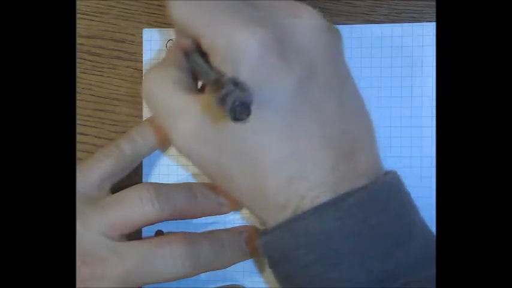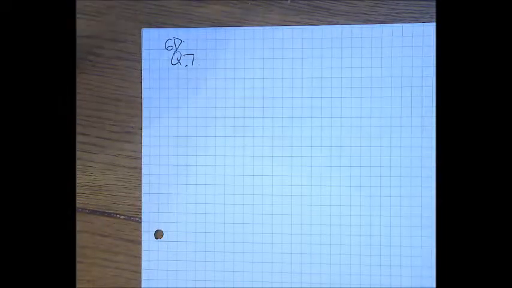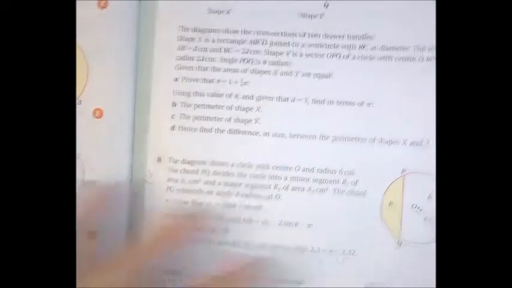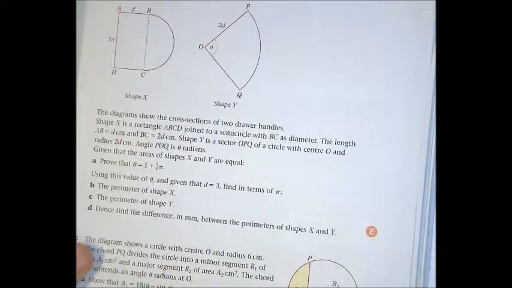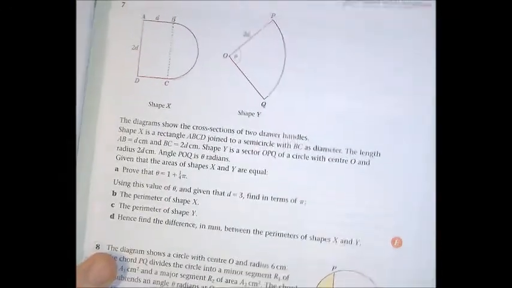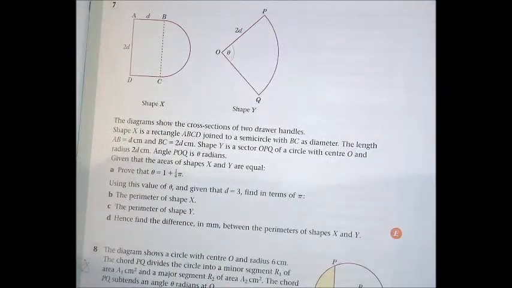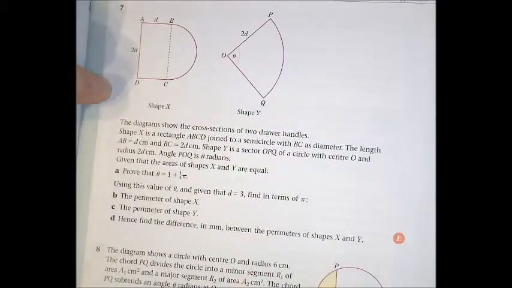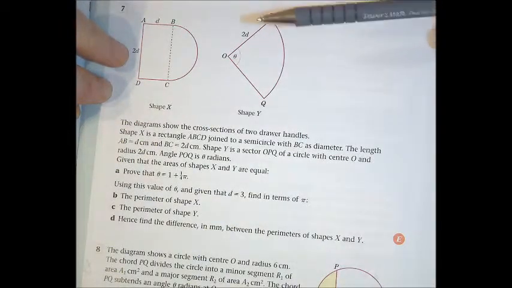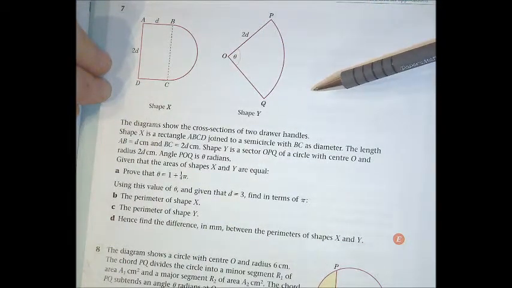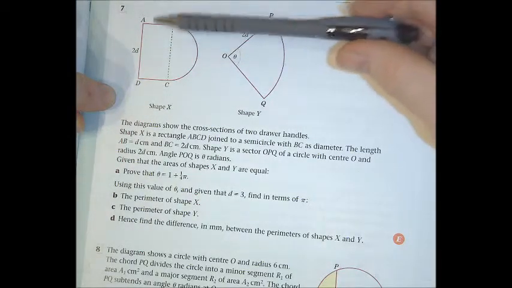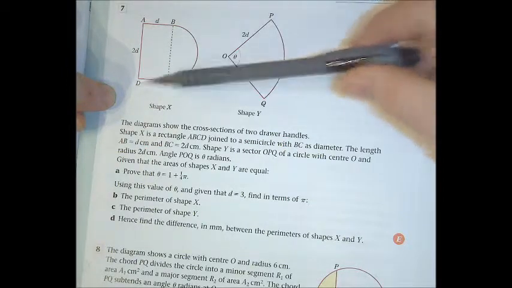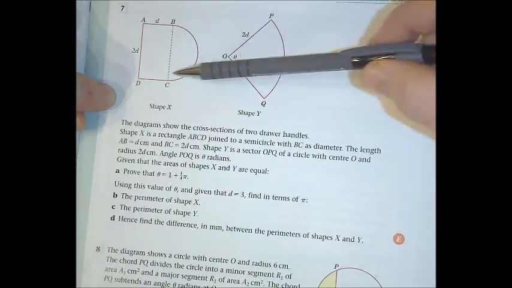Okay, this is question number 7 of 6D. So what's question 7 all about? Okay, so these are draw handles, cross sections. First rectangle is the first shape is a rectangle ABCD with a semicircle stuck on.